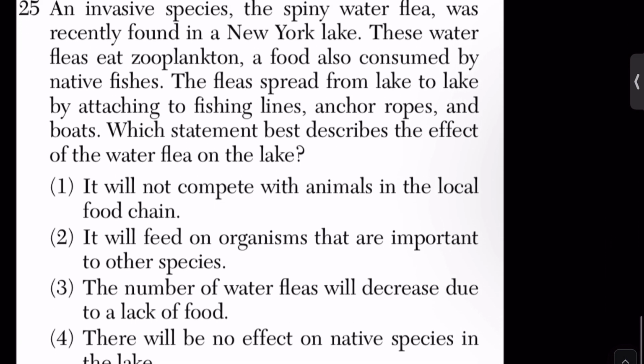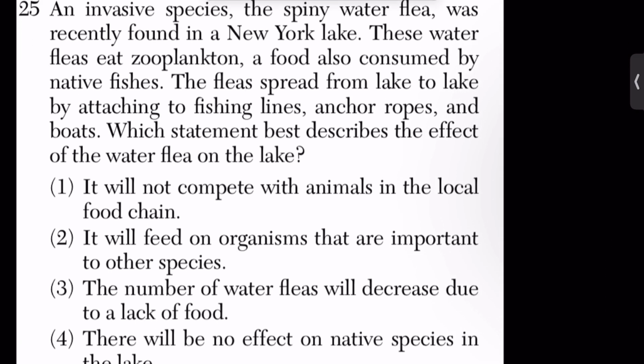And finally, our last question is number 25. An invasive species, the spiny water flea, was recently found in a New York lake. These water fleas eat zooplankton, a food also consumed by native fishes. The fleas spread from lake to lake by attaching to fishing lines, anchor ropes, and boats. Which statement best describes the effect of the water fleas on the lake? So this is really just a regular question saying, what's the effect of an invasive species?